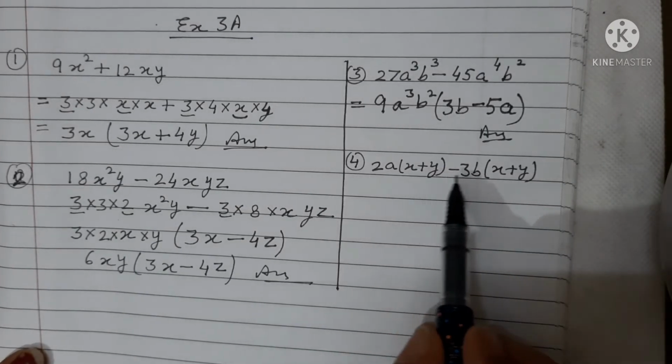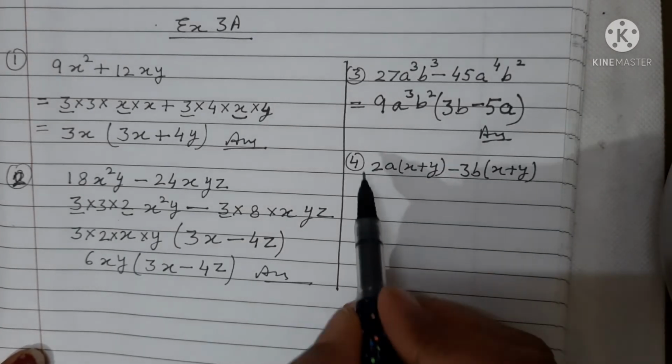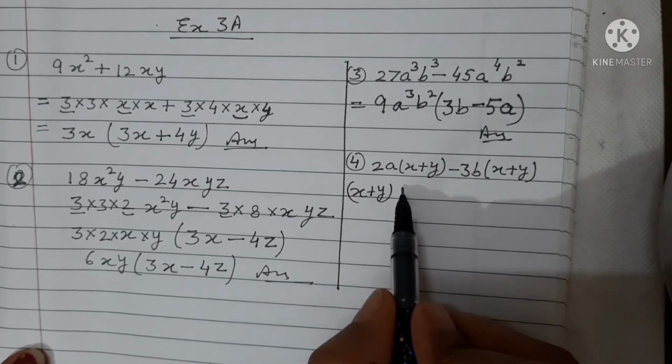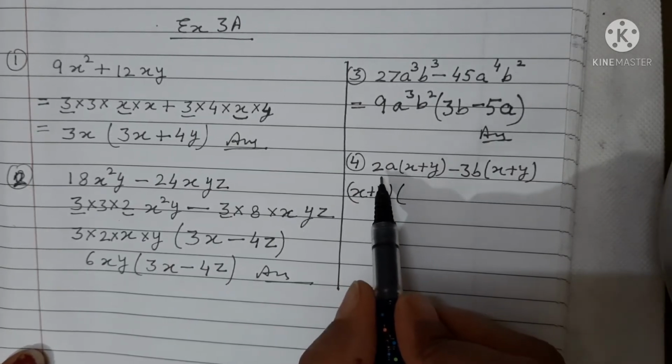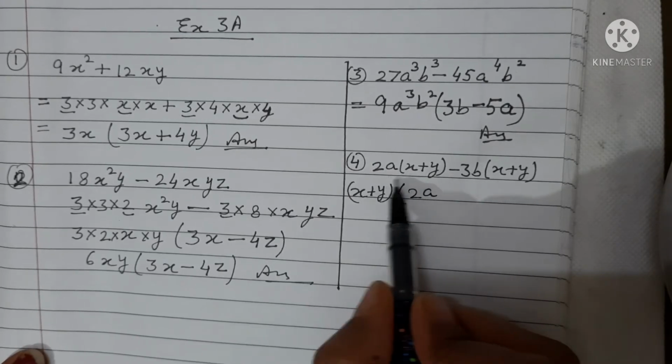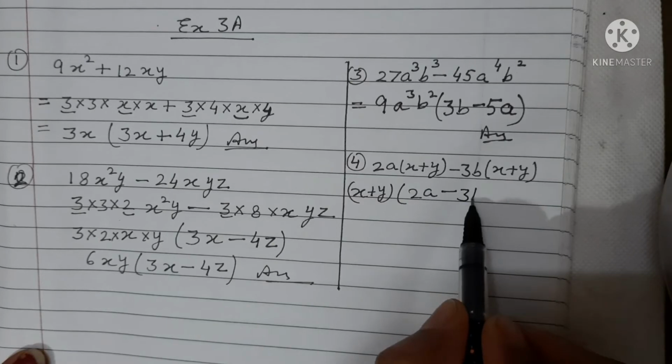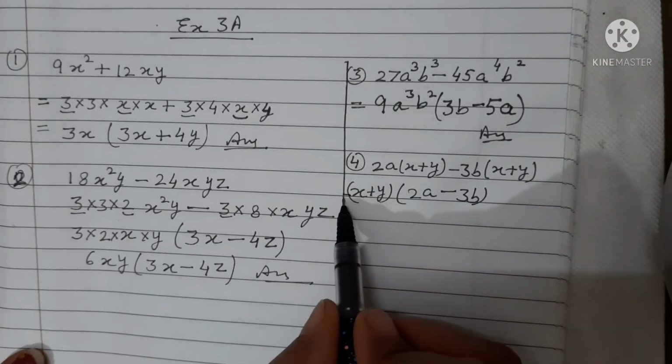Question number 4, x plus y is common from both the terms. So x plus y is taken out, and the remaining part is 2a from the first term, put the minus sign, and 3b from the second term. This is the answer.